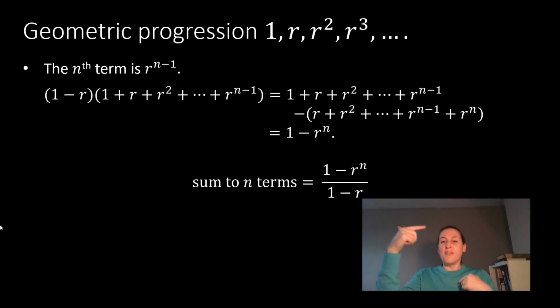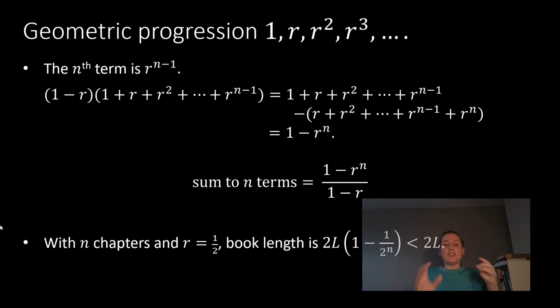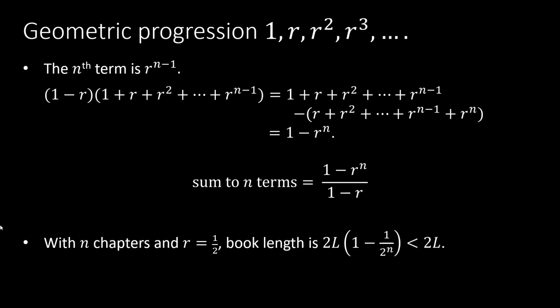So if we're dividing by half, it's the same as multiplying by 2. So with n chapters and r equals a half, the length of the whole book is going to be, if you just work this out, twice L, 1 minus r to the n, so 1 minus 1 over 2 to the n. In particular, it's less than 2L. The whole book in total is less than twice the length of the first chapter, however many chapters you have.